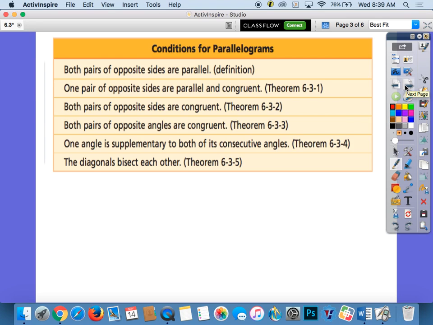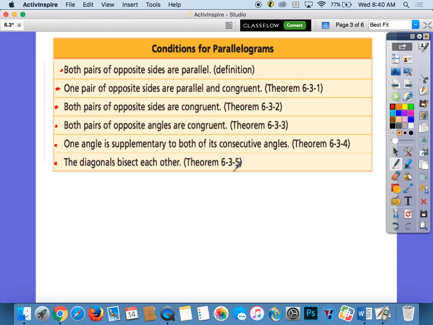Okay, so just to recap, guys, both pairs of opposite sides are parallel. This is your definition. One pair of opposite sides is parallel and congruent. Both pairs of opposite sides are congruent. Both pairs of opposite angles are congruent. One angle is supplementary to both its consecutive angles. So check out one angle: when you go to the right and go above, they're going to be supplementary to those angles. The diagonals bisect each other. You do not need to know that this is theorem 6-3-5. You need to know what it's telling you.